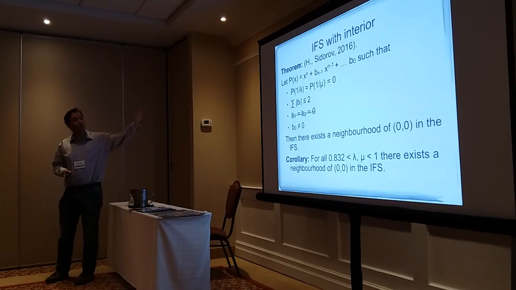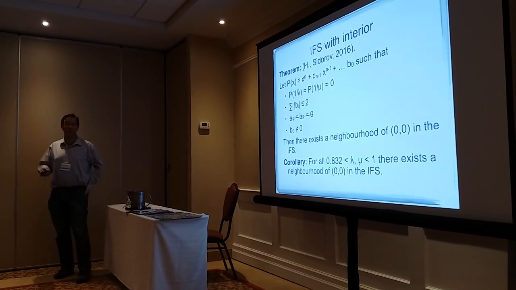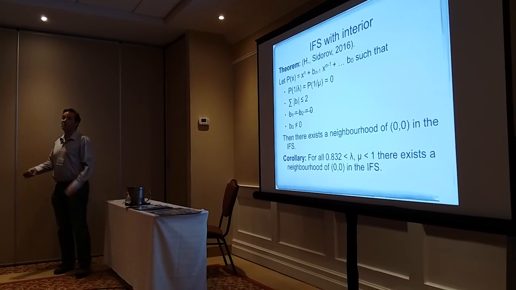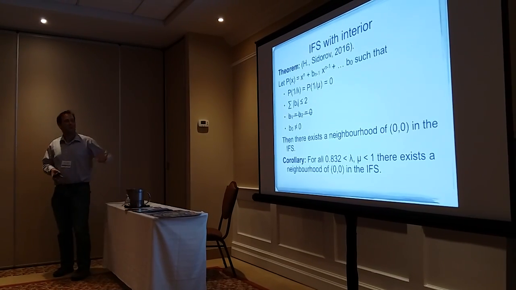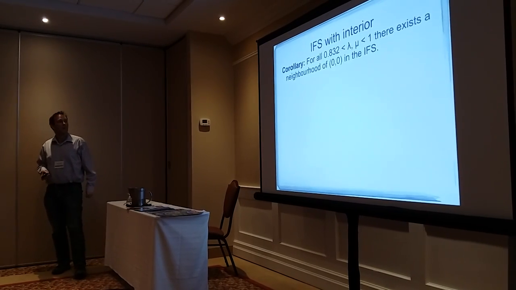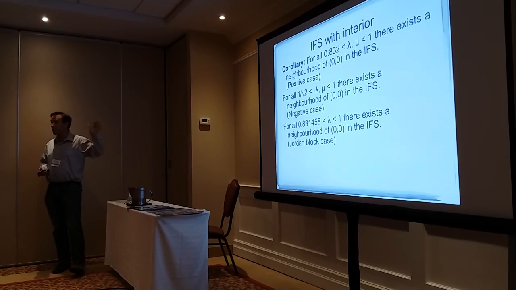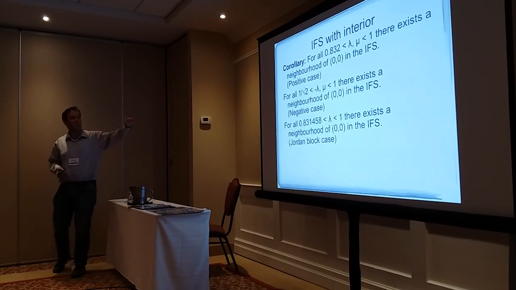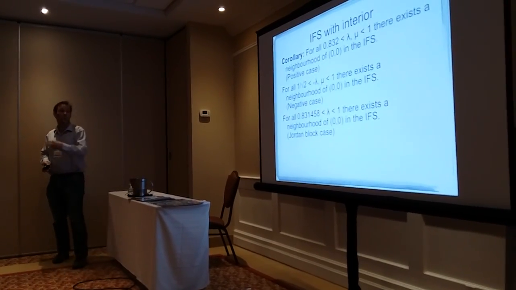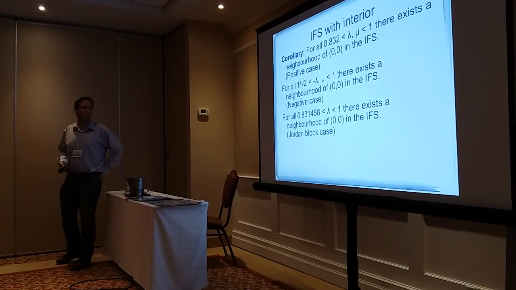And with a more careful construction of the polynomial, we can improve the positive case down from 0.953 to 0.832. We get it a lot lower. In fact, we get a much stronger result than that. We can do the positive case, and we can also do the negative case, and the negative case is much tighter. If lambda and mu are basically from 1 over root 2 to 1, then we're fine. And in the Jordan block case, if lambda is bigger than 0.83.